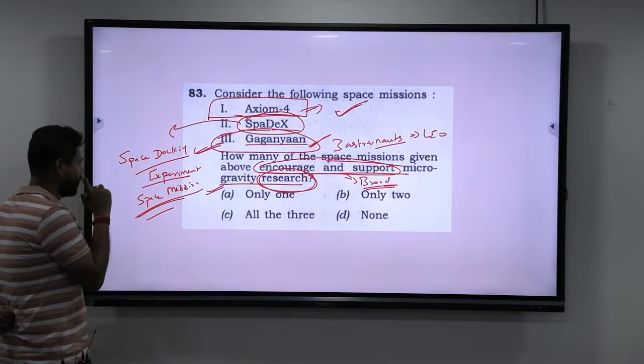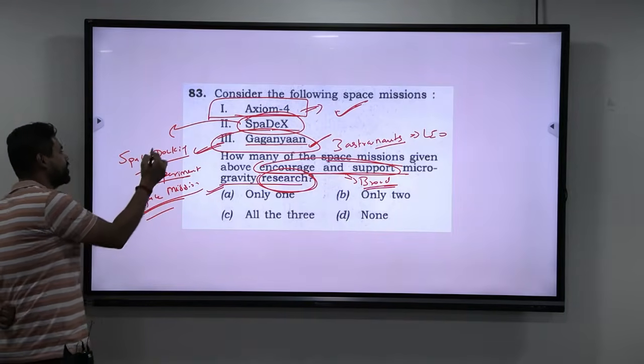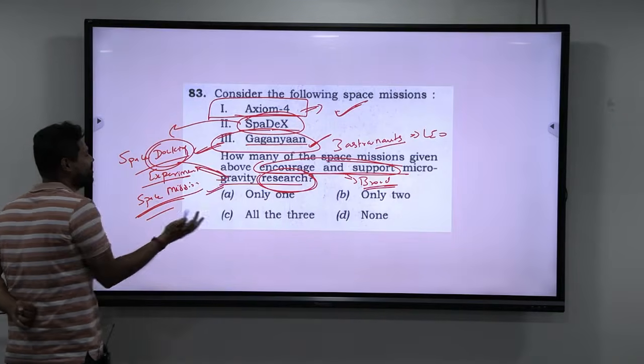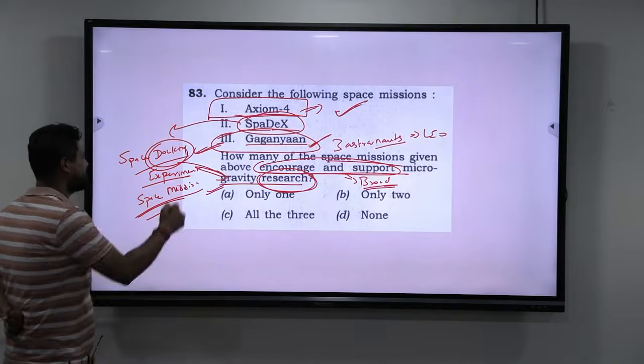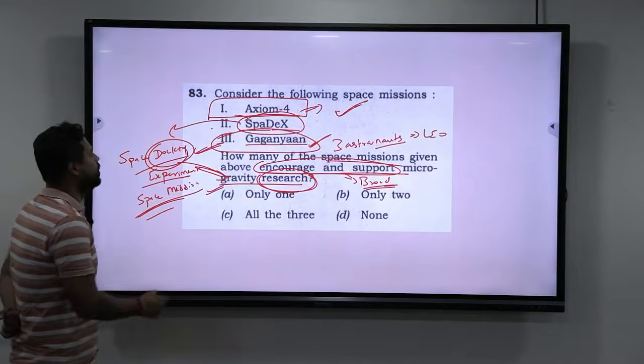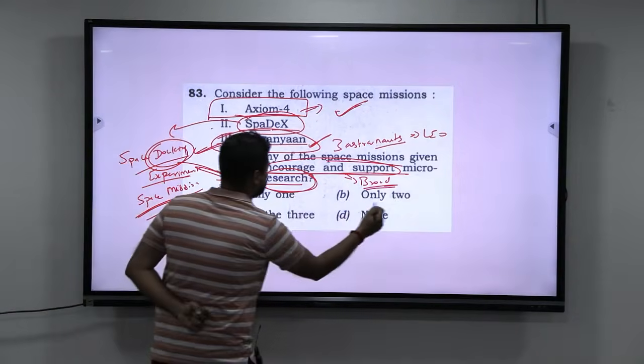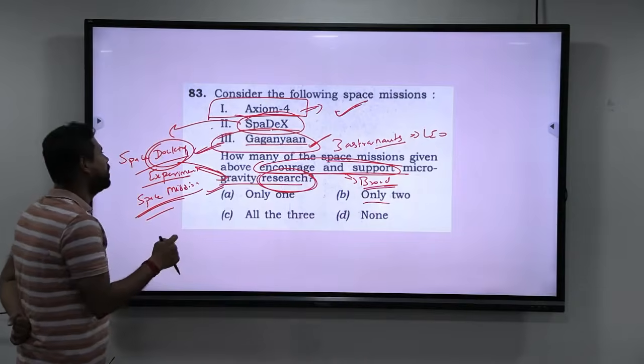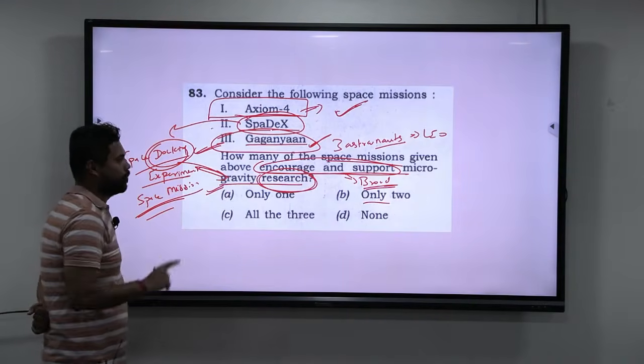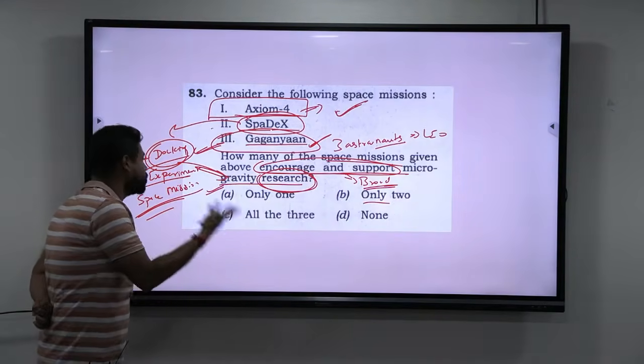Okay, space docking experiment. Now, using your logic, you can say docking and microgravity research are not close by, so there is very little chance that option 2 is there in it. So usually, the answer can be only 2, because SpaDeX is not necessarily going to take up microgravity research. This is what you can logically think.